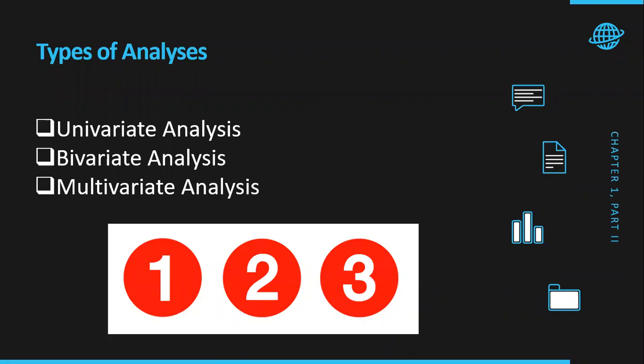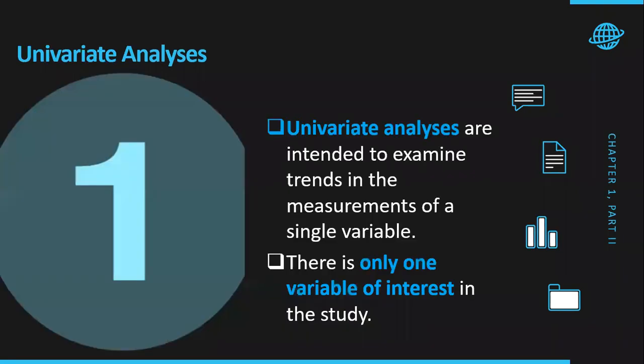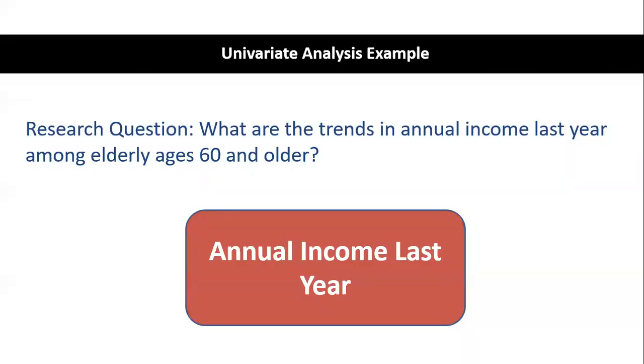In this segment, we will discuss three main types of analyses, which include univariate analysis, bivariate analysis, and multivariate analysis. Univariate analyses are intended to examine trends in the measurement of a single variable. In univariate analyses, there is only one variable of interest in the study. For example, in the research question, what are the trends in annual income last year among elderly ages 60 and older? There is only one variable of interest, which is annual income last year.